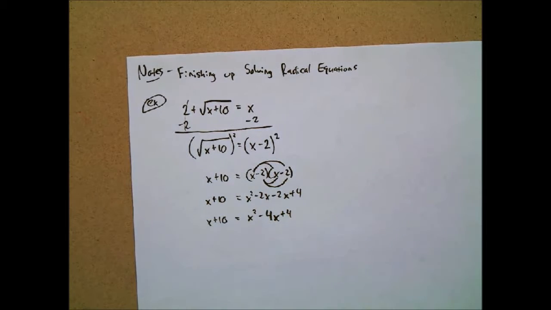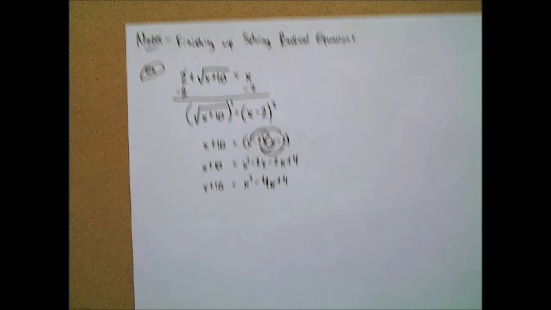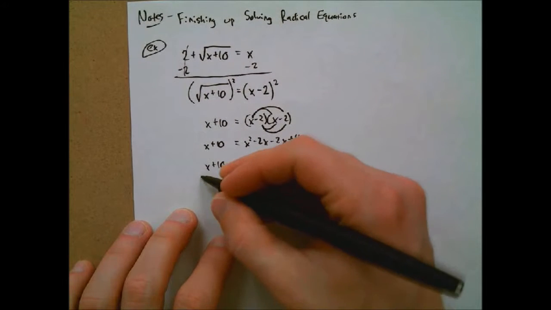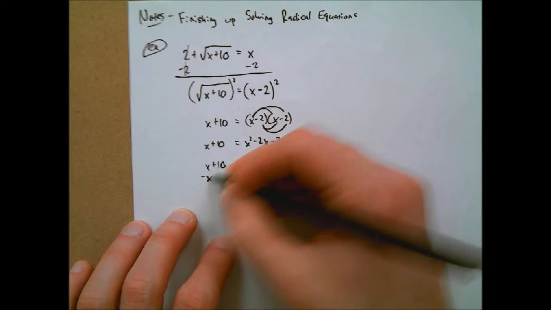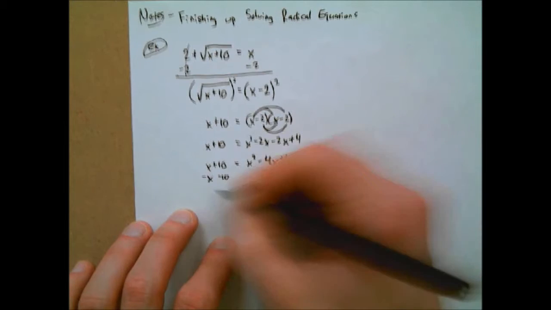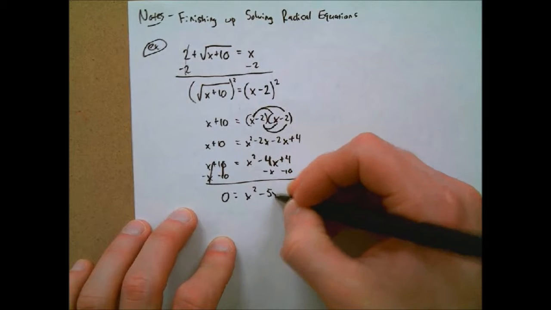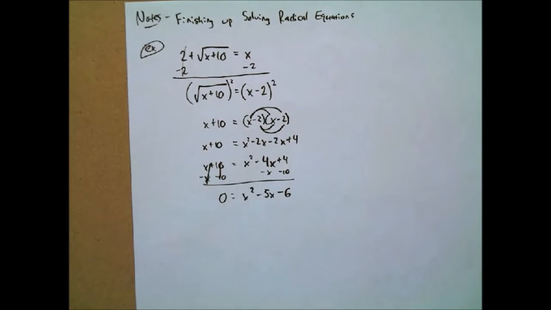Now, how do we solve an equation like this? What do we do from here? It's quadratic, isn't it? And in order to solve a quadratic equation, we need to be equal to what? 0. So we have to move everything over to one side. So I'll subtract the x, and I'll also subtract the 10. X squared minus 5x minus 6.